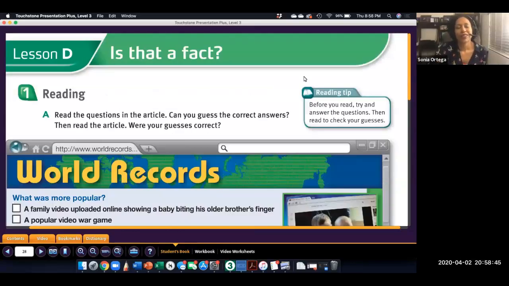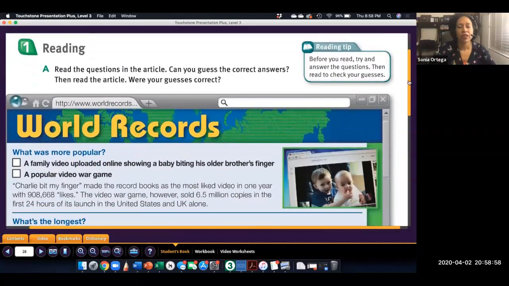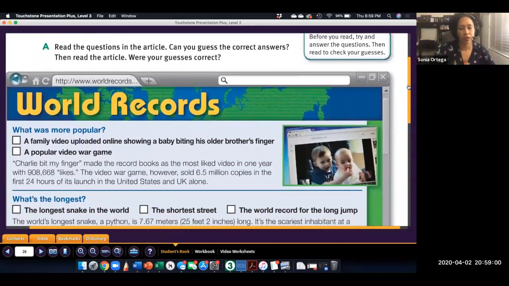Hello. So this is the lesson for level 3, unit 3, lesson D, and this is on page 28 of your textbook. This lesson starts with reading. So for each of these, you can read in your textbook. And then after you read the article, you should be able to select which of these is the most popular or the longest. So pause the video, read through these articles, and then we'll check these answers when you're done.